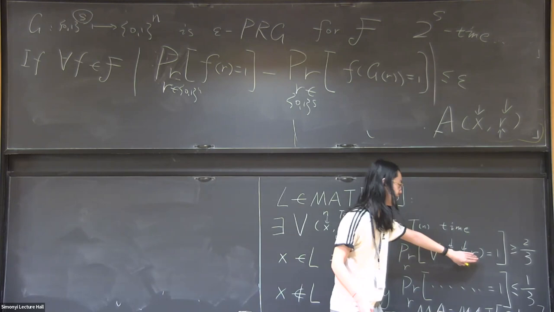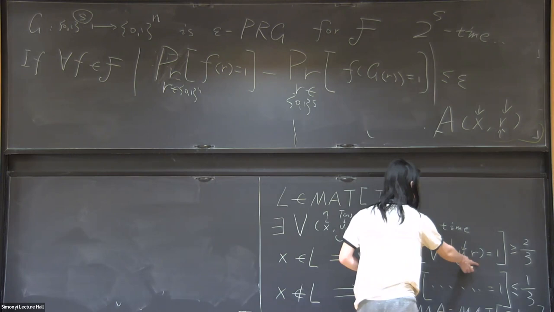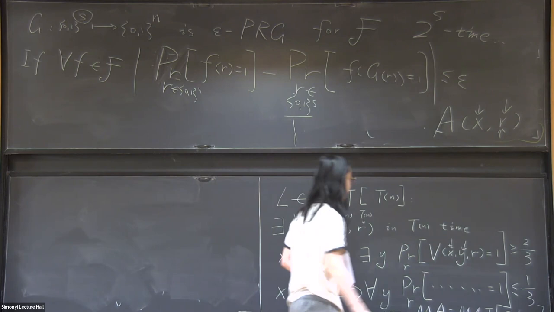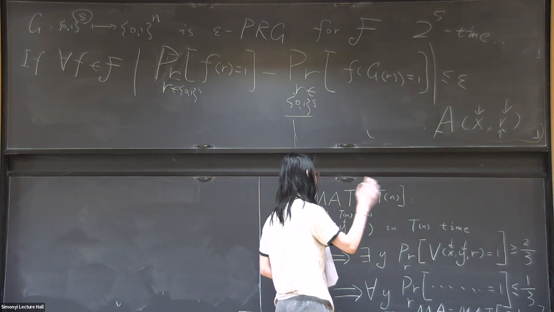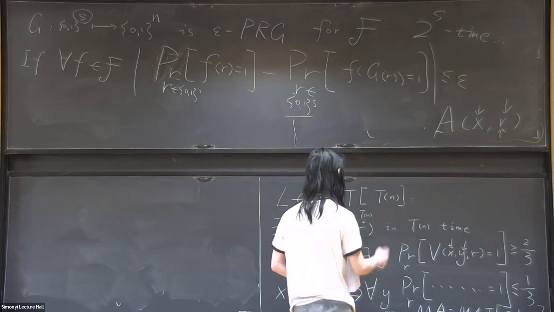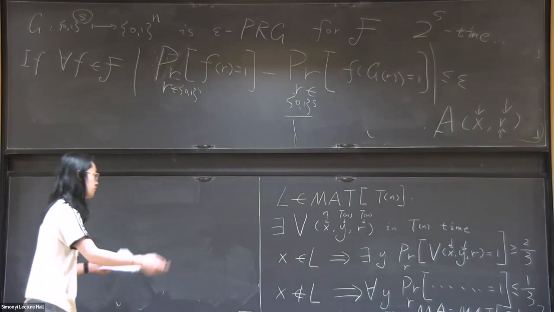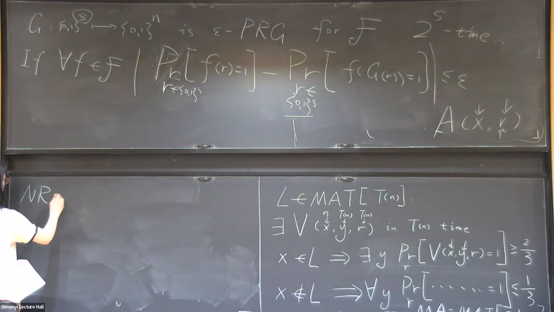So if I have a PRG, great. I don't have to take a random R. I enumerate all possible seeds to estimate this probability. Of course, now it runs in non-deterministic 2 to the S time roughly, but I have removed the randomization. But what I said didn't use the power of non-determinism. So we can also define something called a non-deterministic PRG.